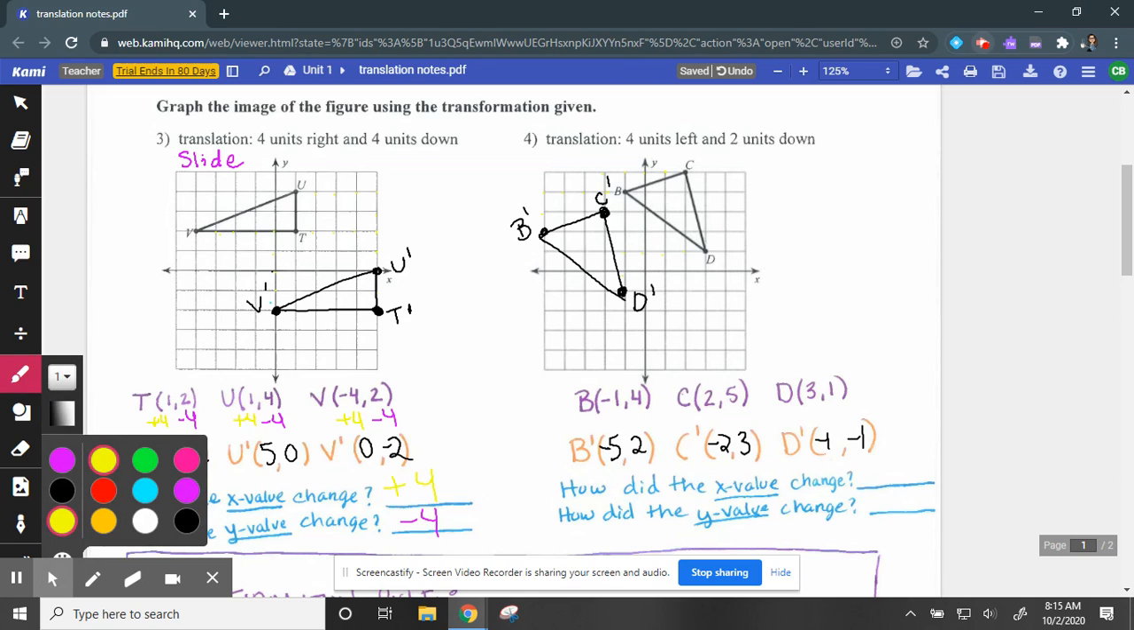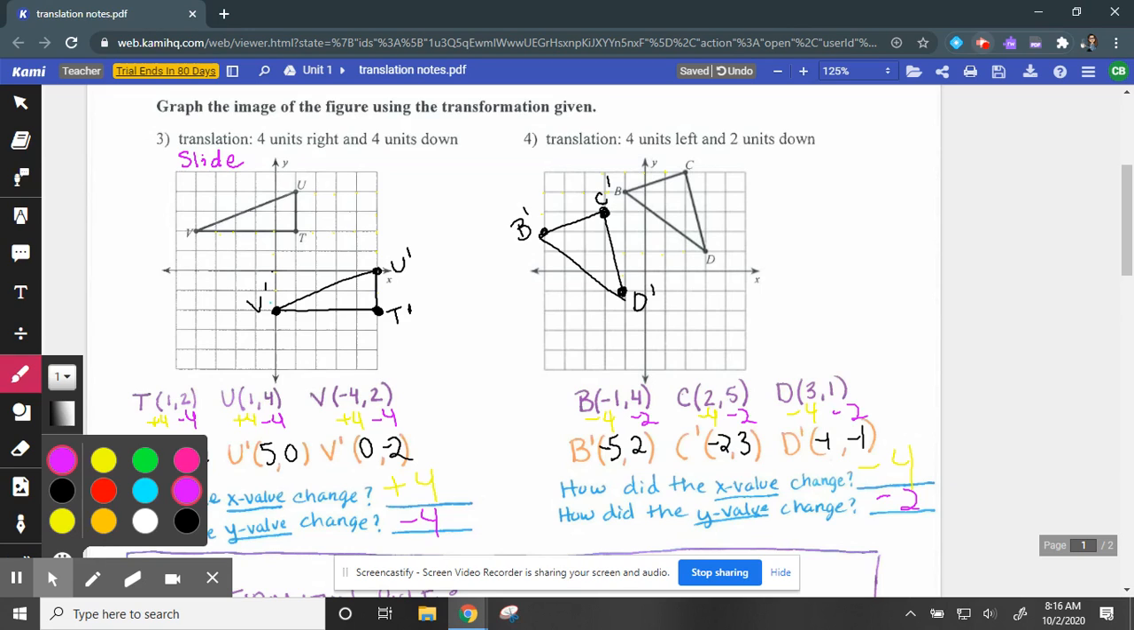Let's look at the x values in each one. From negative 4 to negative 5, that would be subtracting 4. From 2 to negative 2, that would be subtracting 4. From 3 to negative 1, that would be subtracting 4. So how did the x value change? We subtracted 4. Let's look at the y's. 4 to 2, that's subtracting 2. 5 to 3, subtracting 2. And 1 to negative 1, subtracting 2. So how did the y values change? We subtracted 2.